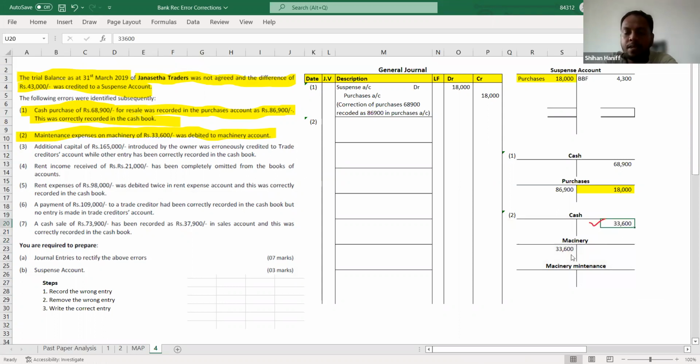But this is not machinery. This is machinery maintenance. Okay. So we have to remove this from the machinery account and take it under machinery maintenance account. So 33,600 credit machinery account.